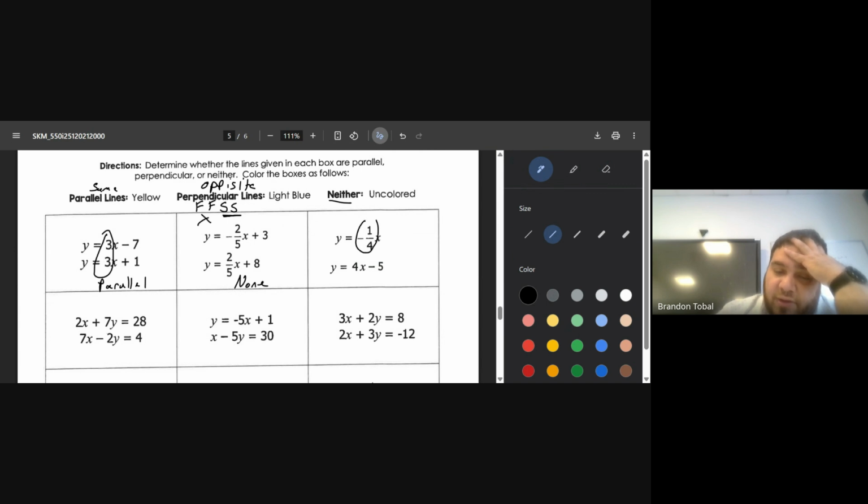And for this one, negative 1, 4, and 4, remember, a whole 4 is technically 4 over 1. So the fraction is flipped, and it's negative. So this one is perpendicular.